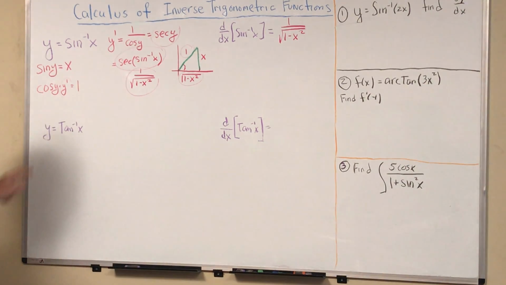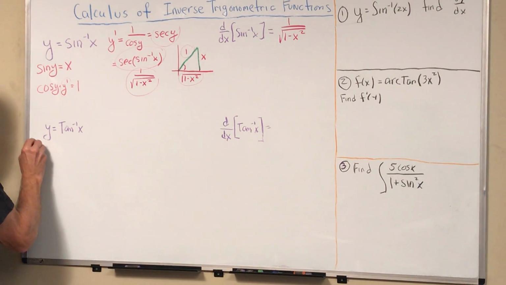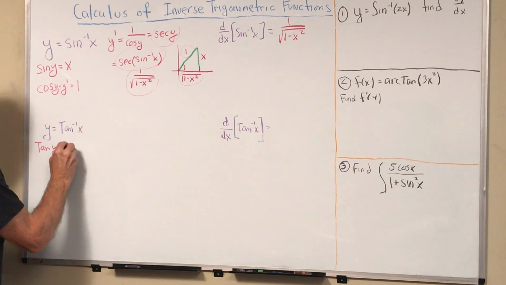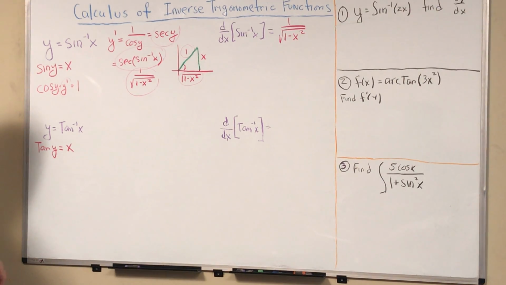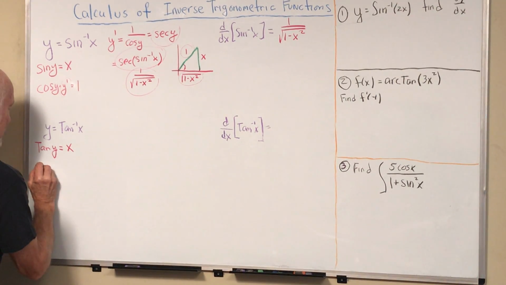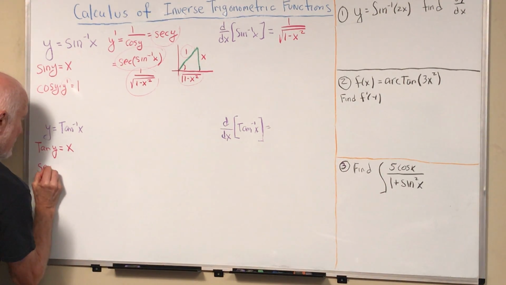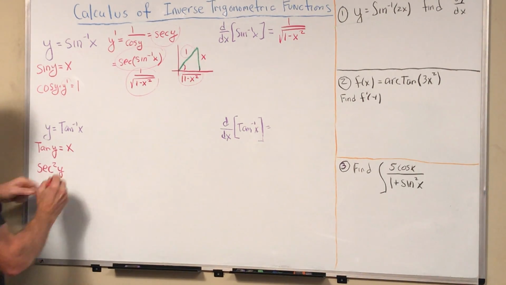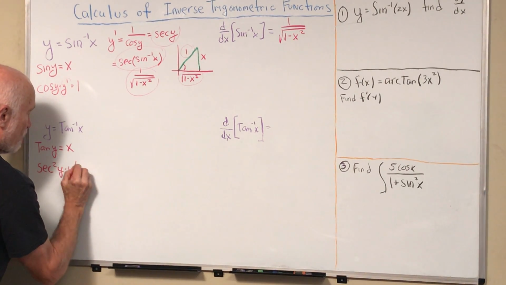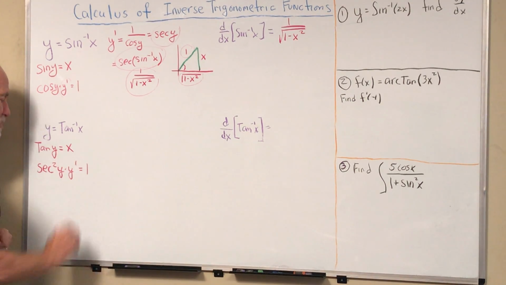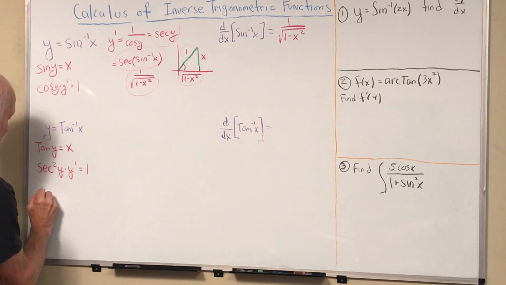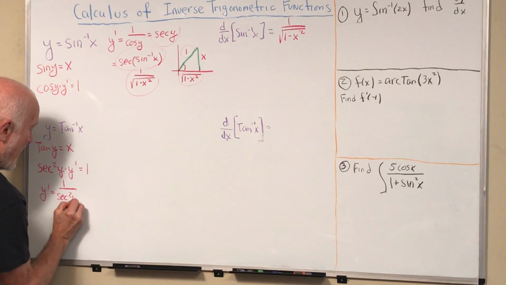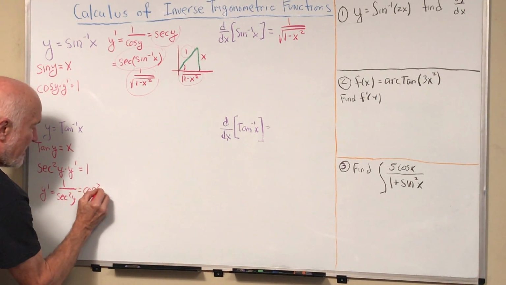Now let's see if we can do the same thing with the tangent. Let's take the tangent of both sides. And the tangent of the inverse tangent of x is just x. And now I'll take the derivative of both sides with respect to x. The derivative of the tangent is the secant squared of y, and since that y isn't x, I multiply by its derivative, and the derivative of x with respect to x is 1, so I get y prime is 1 over the secant squared of y, which is the cosine squared of y.